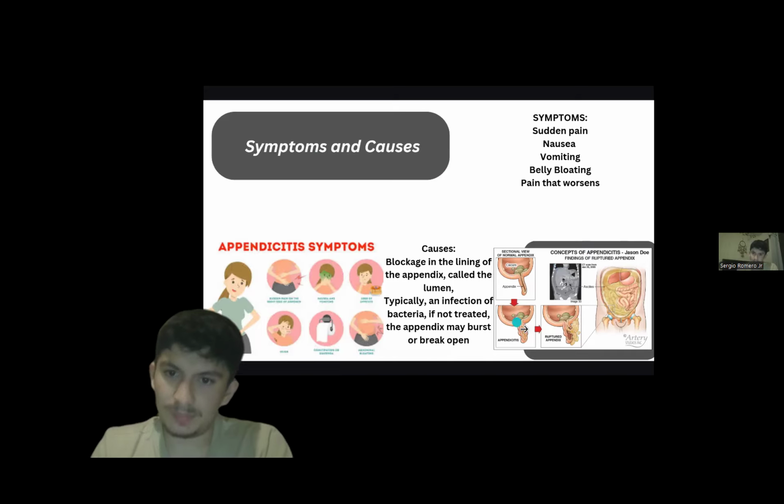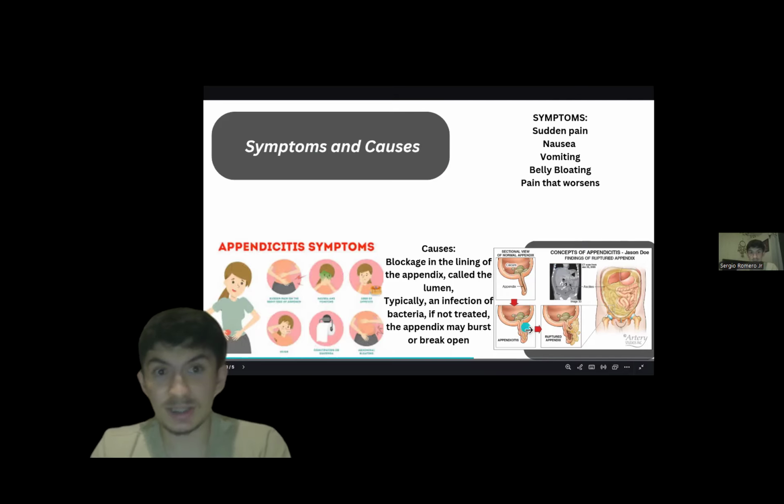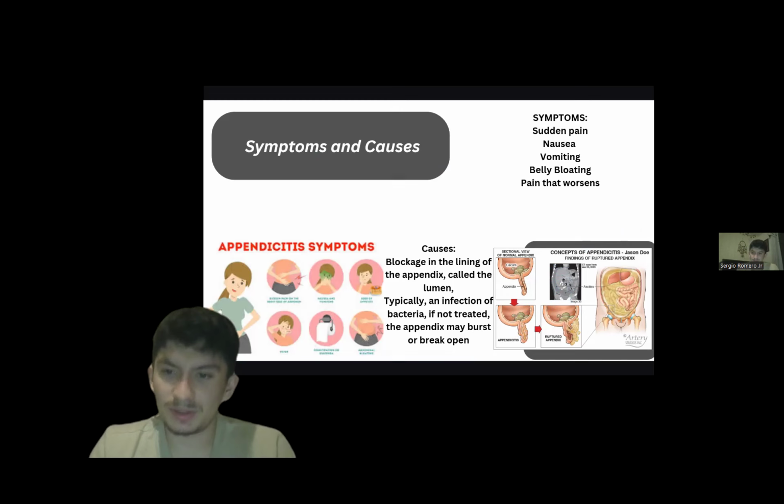Now, the appendix, as you can see down here in my pictures, the pus from the bacterial infection gets together, or it just swells up until the appendix bursts, and that's when immediate surgery is required.